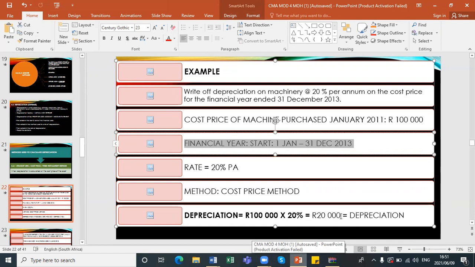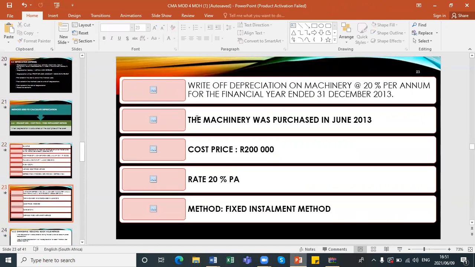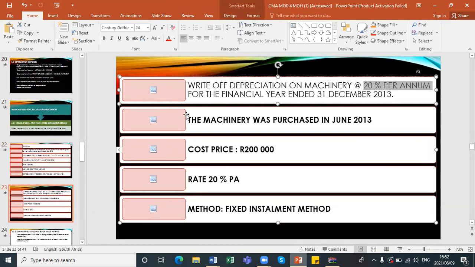If this is depreciation you're calculating for a factory item, then this will go to MOH expense. If it is an office item, then it will go to profit or loss account or the income statement. Now here it says rate of depreciation at 20% per annum. Now per annum means for the year, for the financial year ended 31st December. The machinery was purchased in June. Because you only bought it in June, you only have the asset for 7 months.